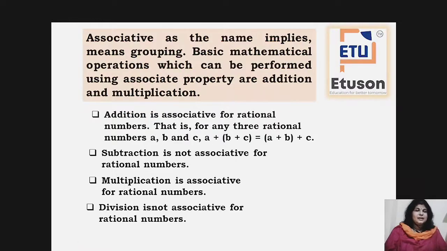Okay. Now, going to the associative property. The associative property, as the name implies, means grouping. The basic mathematical operations which can be performed using the associative property are addition and multiplication. The conclusion you can see: addition is associative for rational numbers. That means (A plus B) plus C can be written as A plus (B plus C), or else you can add A plus C and then add B, that is also possible. Subtraction is not associative for rational numbers. Multiplication is associative for rational numbers. Division is not associative for rational numbers.